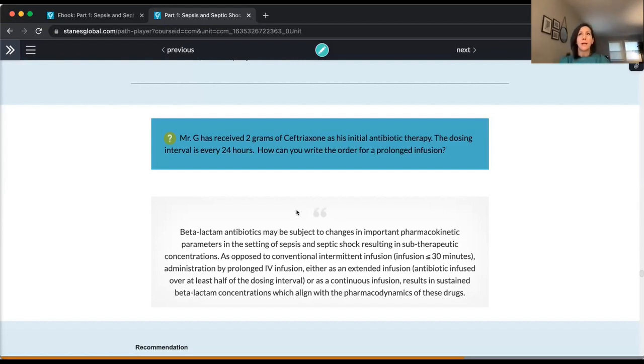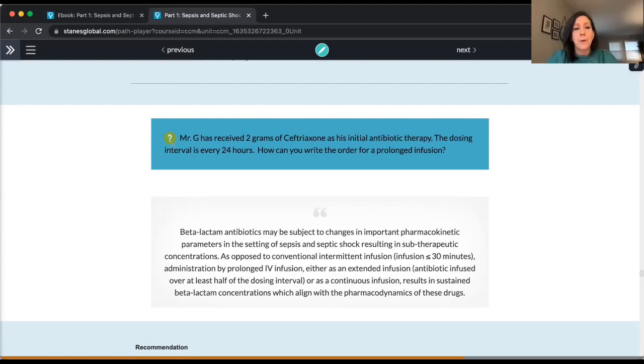So instead of writing meropenem 1 gram Q8 as a bolus, you would need to write meropenem 1 gram Q8 infused over 8 hours if you want to do continuous, or infused over at least half of the dosing interval. The dosing interval is 8 hours. You would infuse it at least over 4 hours, or you can infuse it over the entire 8 hours. That way the patient's receiving that beta-lactam antibiotic continuously, or the prolonged, definition of prolonged is to run it over at least half of the dosing interval.